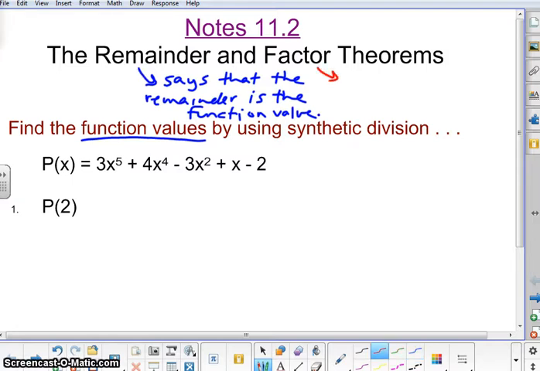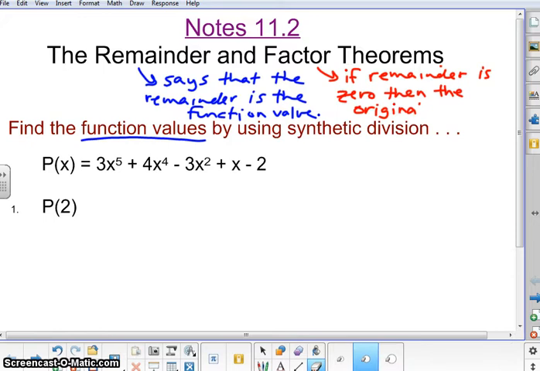And the factor theorem tells us that if the remainder is 0, then the original factor is a factor. And it depends on what they give you. They could give you x minus 2. That's what I mean by the original. So that could be a factor. So as long as you get a remainder of 0, that's the same line of what we did yesterday. Okay, so the function value.